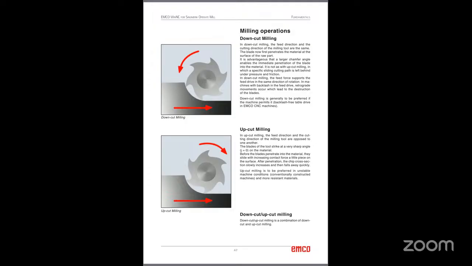So this is useful in conventional milling machines, and also it is used for hard material. But in upcut milling, friction will be more, so heat will be more, tool wear will be more, and the surface will be more rough. So downcut or upcut milling, it is the combination of both. So in a tool path, in some areas it will be downcut, in some areas it will be upcut.